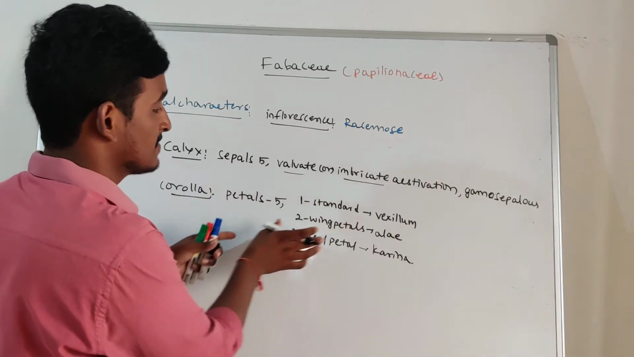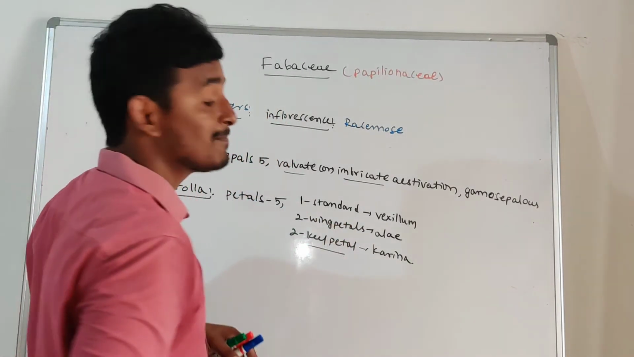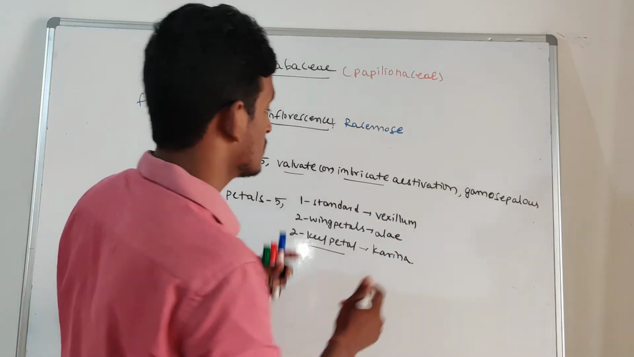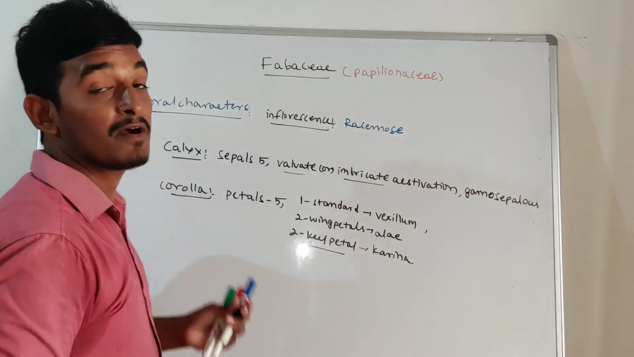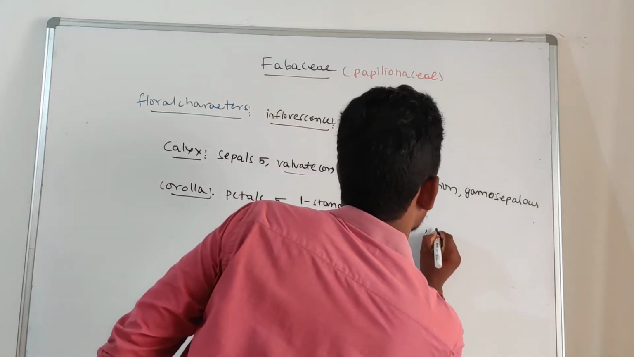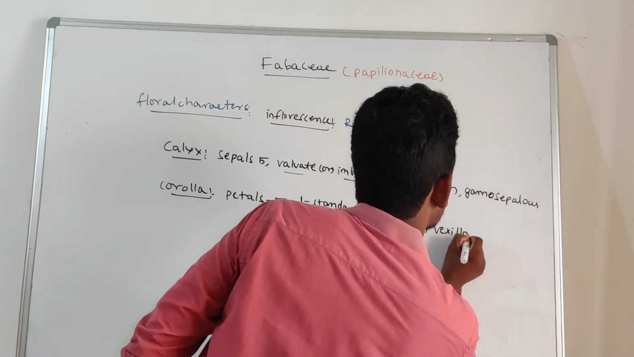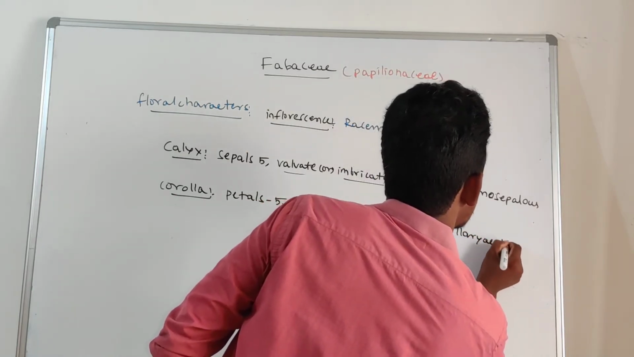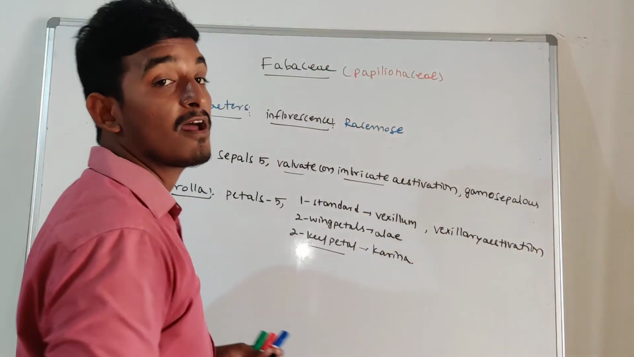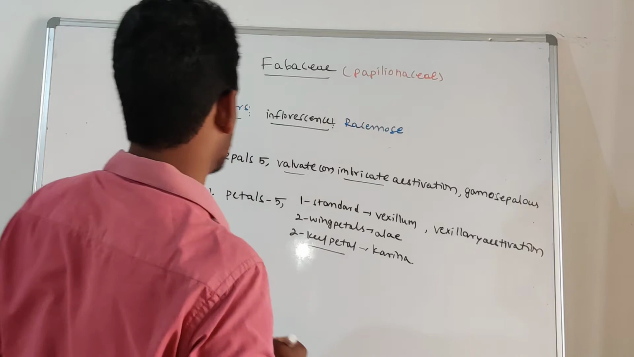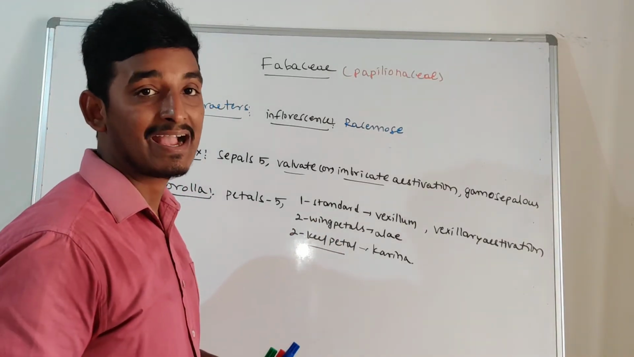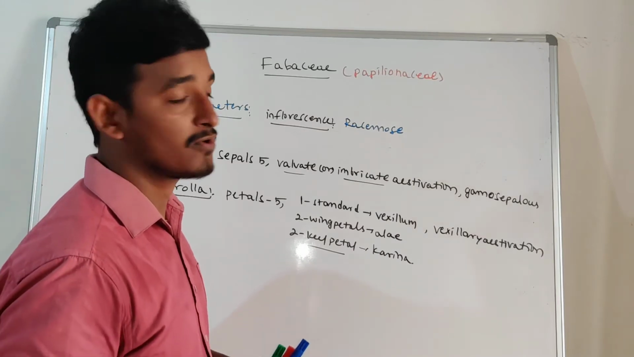Only these 2 keel petals are united. The remaining ones are free. So here it will show which type of estivation? It will show vexillary estivation. This type of corolla we call a papilionaceous corolla, right? It will show a piston mechanism for the pollination process.